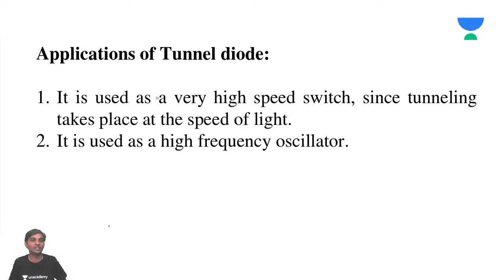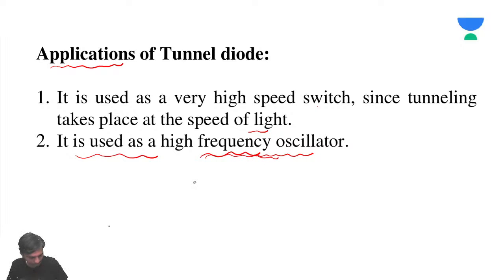What are the applications of tunnel diode? It is used as a very high speed switch, since tunneling takes place at a very high speed, like light. Now it is used as a high frequency oscillator. As Pratyush was mentioning, what you mentioned is covered here again. I am not trying to explain in detail, but remember that it can be used as a high frequency oscillator and as a high speed switch.